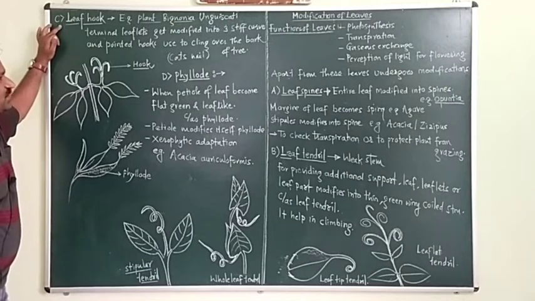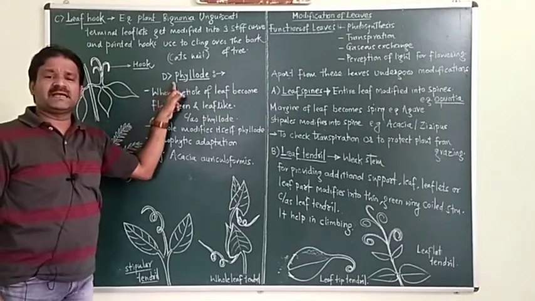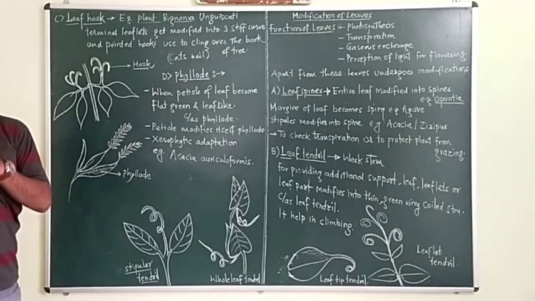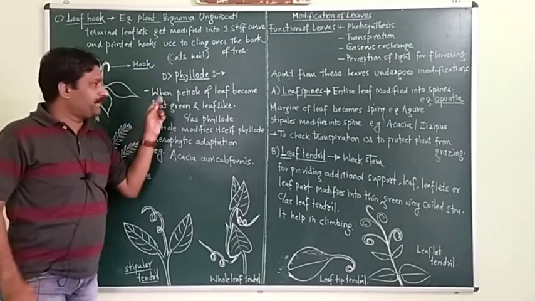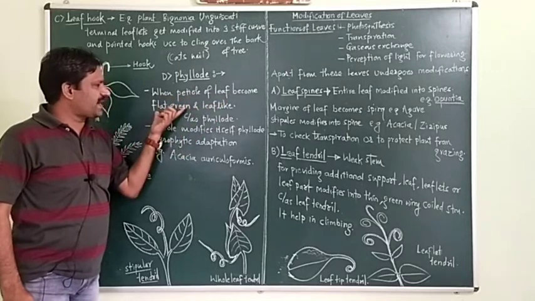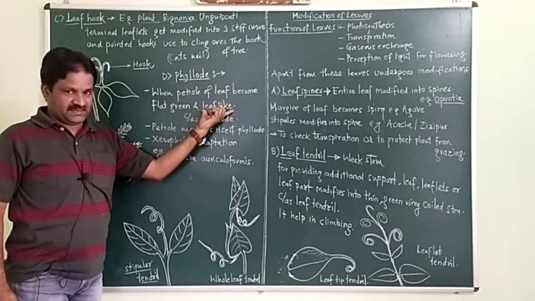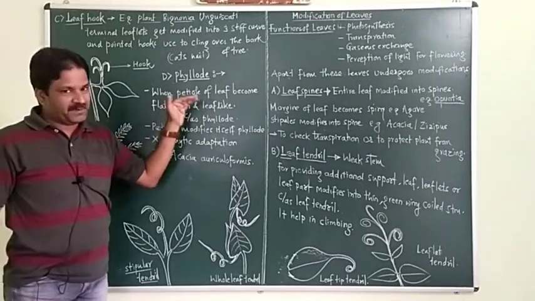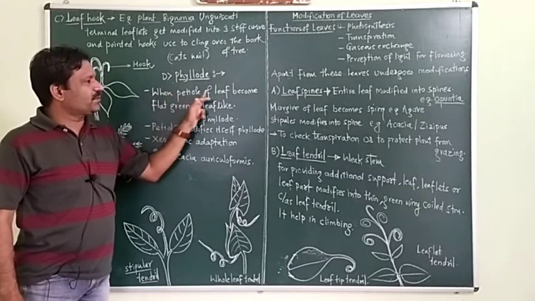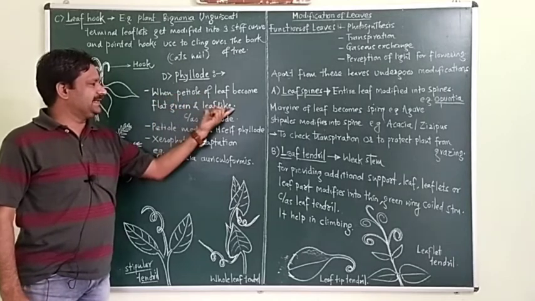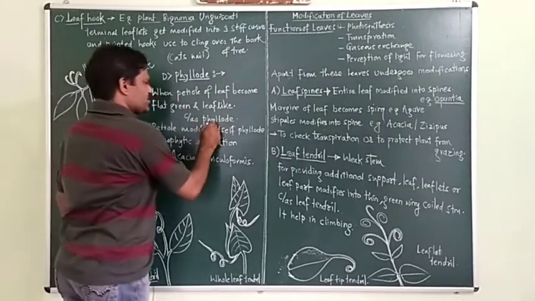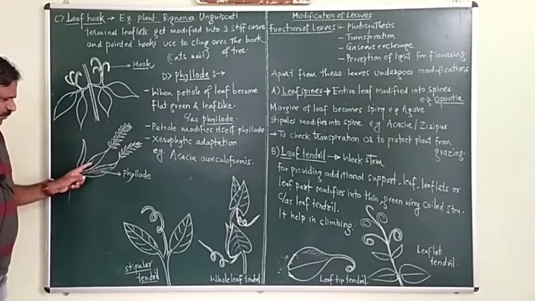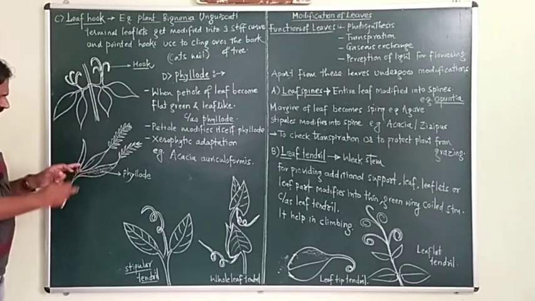Last one is the phyllode. Here the leaf part, that is the petiole, becomes flat, green and leaf like. Means that the petiole looks like a leaf. When the petiole of a leaf becomes flat, green and leaf like, that particular structure is called phyllode. Now see, this is the phyllode. Actually it is the petiole, it is swollen but looks like a leaf.